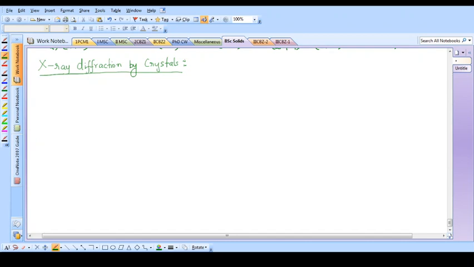Before understanding X-ray diffraction by crystals, let us define and understand the concept of diffraction. So what is diffraction? Diffraction is a phenomenon that we have studied in physics, and we have encountered it in our day-to-day life. For example, let me give an example which is outside our general examples.